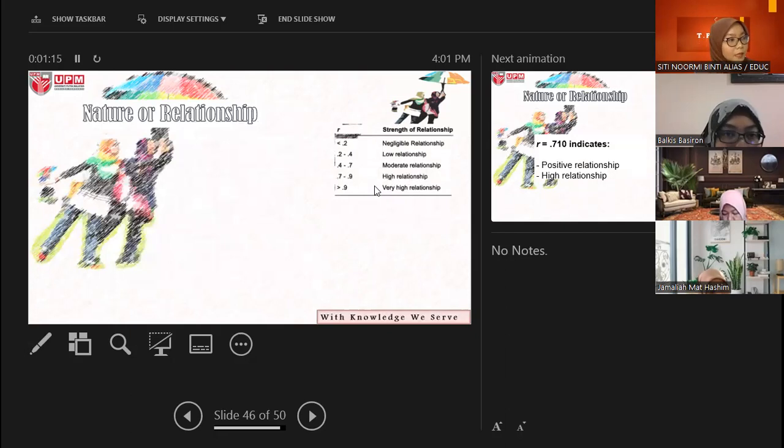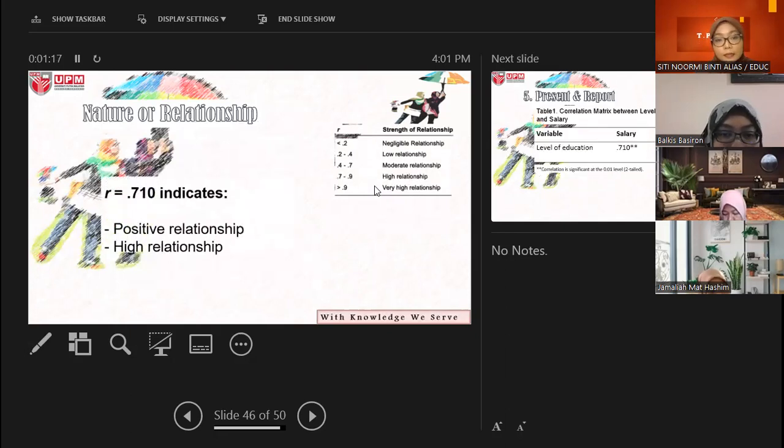In terms of the nature of the relationship, the Spearman rank order correlation coefficient 0.710, after we compare with the Guilford rule of thumb, falls within the range of 0.7 to 0.9, indicating a high relationship. So we conclude that there is a positive and high relationship between salary and level of education.